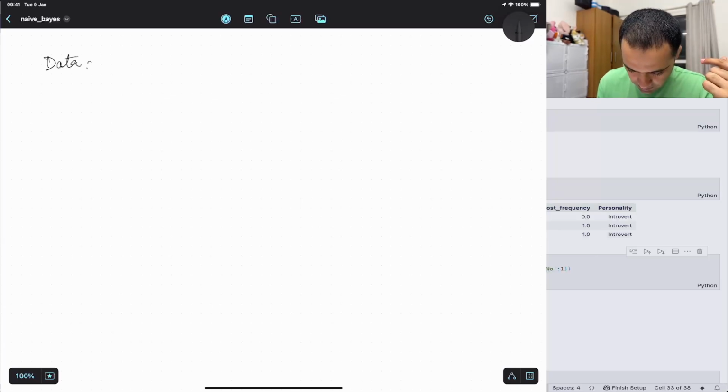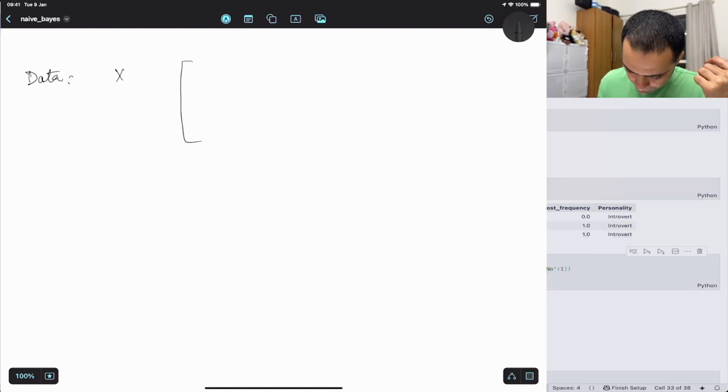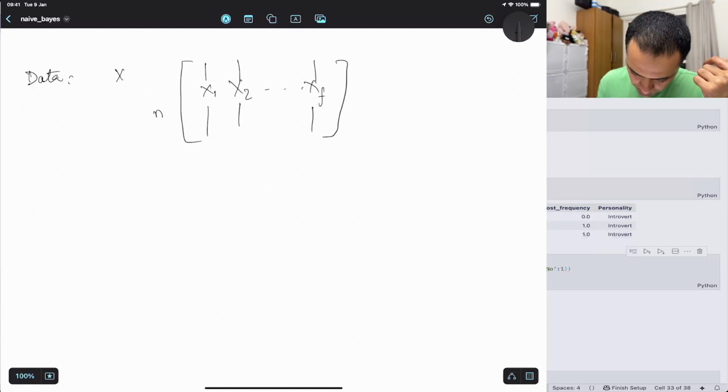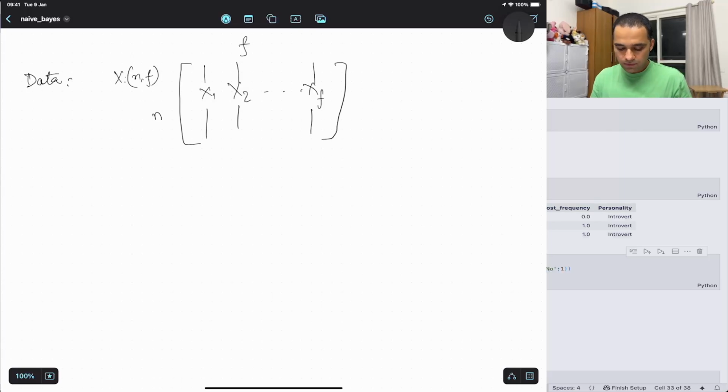It looks like this, wherein we have our X, which looks like x1, x2, xf. Here are n samples, and here are f features. So the shape of it is n by f. This one, x1, is a feature, the value of all the samples for that particular feature x1.